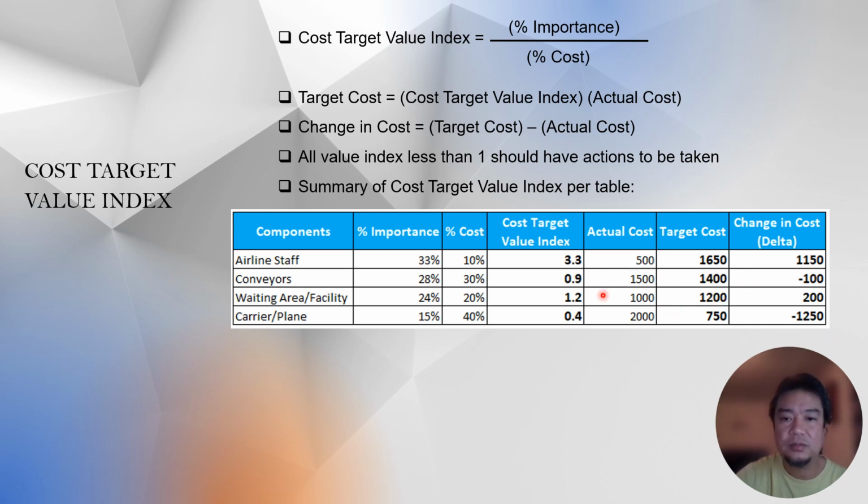Now, as per rule, only a new value index less than 1 requires us to take action. So later on, you will focus on the conveyors. No, sorry, you don't need to take action there. What you need to take action on is the one with the lower value.